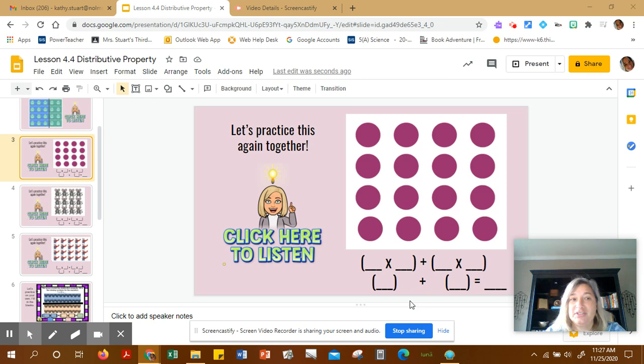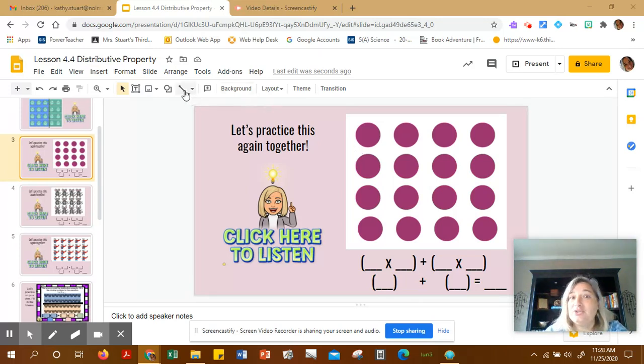All right, boys and girls, let's try this next one together again. So here we have an array. We're going to take this array and apply the distributive property. Remember, the distributive property means that we are going to break it apart. So we're going to break it apart from 1 array into 2 different arrays.